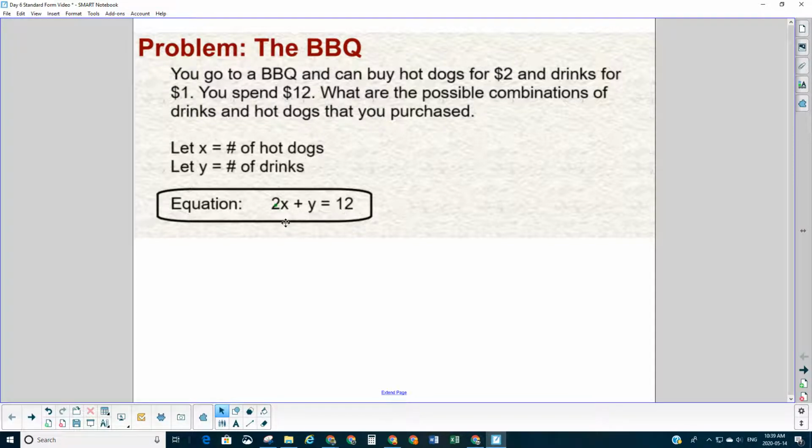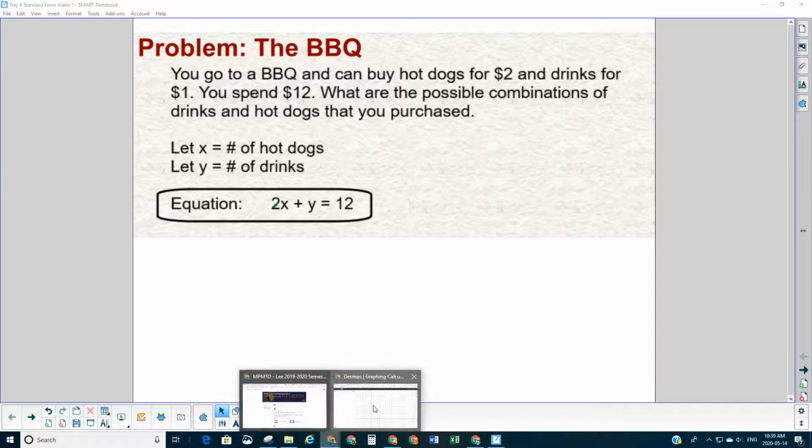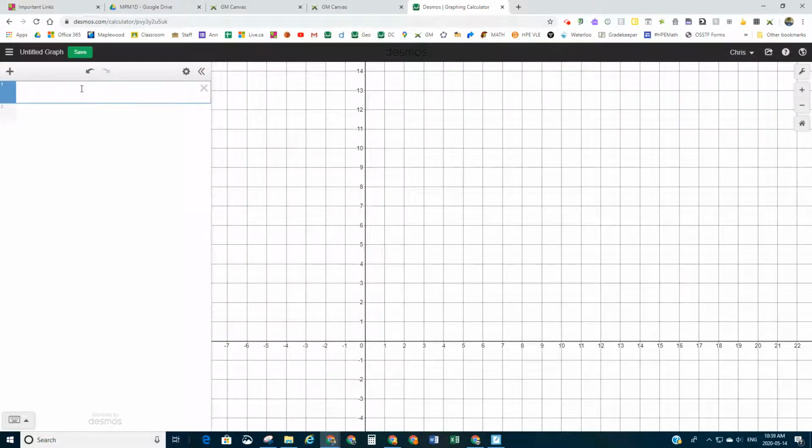And if you look at it, this equation does represent this scenario, but it looks very different than the types of equations we've been looking at. So I'm going to go to Desmos and see what 2x plus y equals 12 looks like on a graph. Turns out it's a straight line.